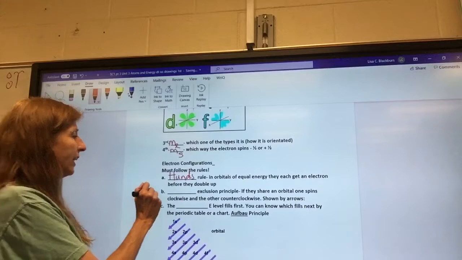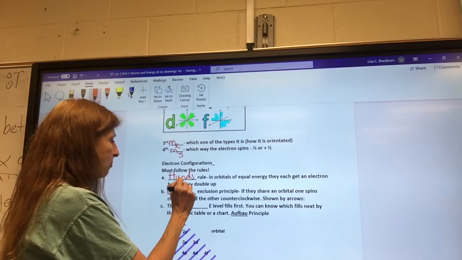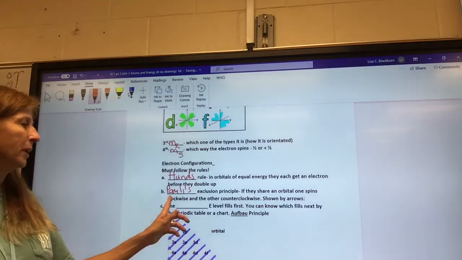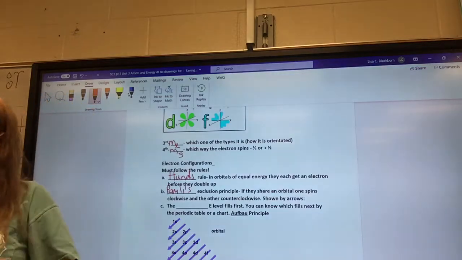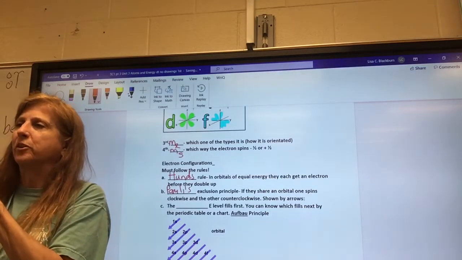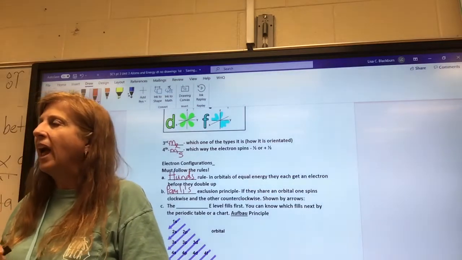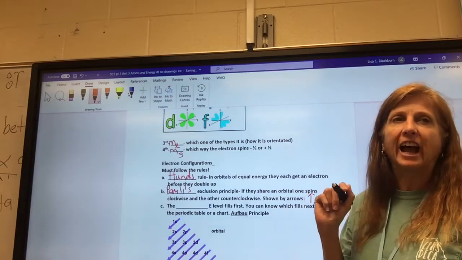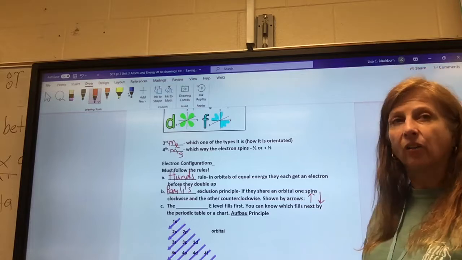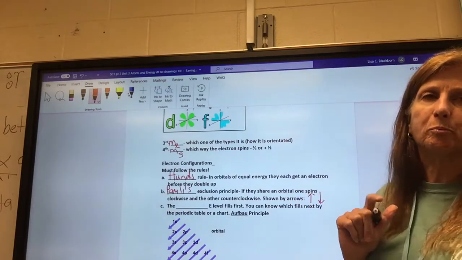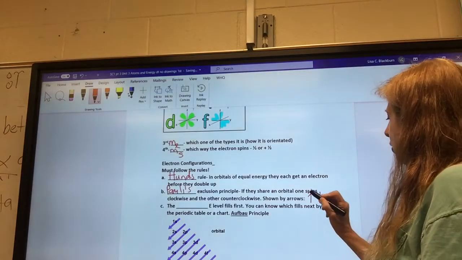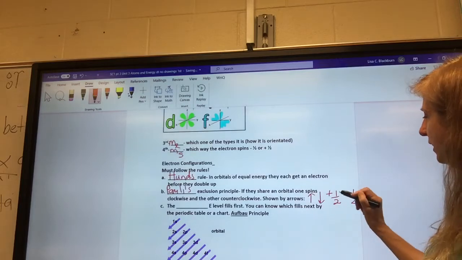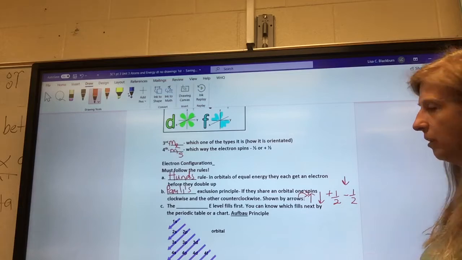Okay, the next rule is called Pauli's exclusion principle. P-A-U-L-I apostrophe S. If two electrons share an orbital, if they share a room, one will spin clockwise and the other one will spin counterclockwise. How we show that is by arrows. When we do our electron configuration diagrams, you'll draw one arrow up and then one arrow down. That is the symbolism that one is spinning clockwise and one is spinning counterclockwise. In the quantum numbers, you designate it by either being plus a half or minus a half. So there's two different ways to do it, either by arrows or by halves, which is used in the quantum numbers.